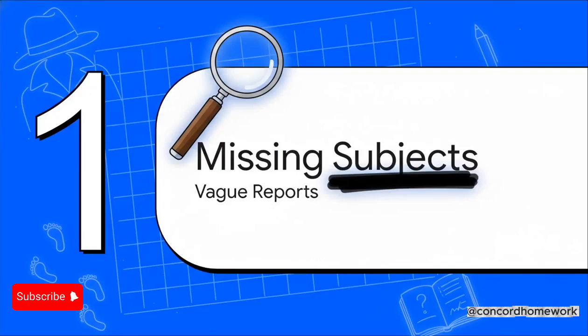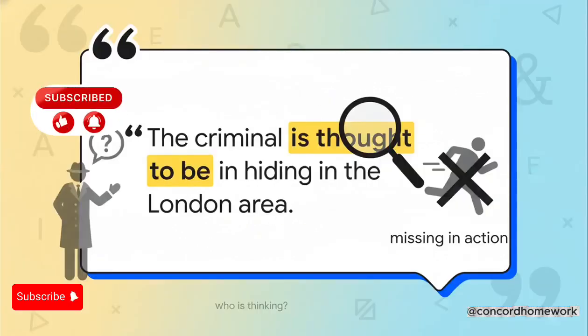All right, let's put on our detective hats, shall we? It's time to examine our first major clue, missing subjects, especially in those vague-sounding reports. So take a look at this phrase, is thought to be. It sounds so official, right? It gives the whole statement this sense of authority. But stop and ask yourself, who is doing the thinking? Is it the police, a witness, the reporter who wrote the story? We literally have no idea. The subject is completely missing in action.